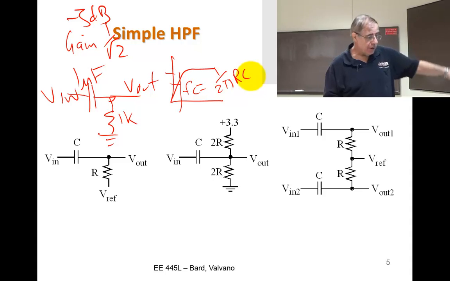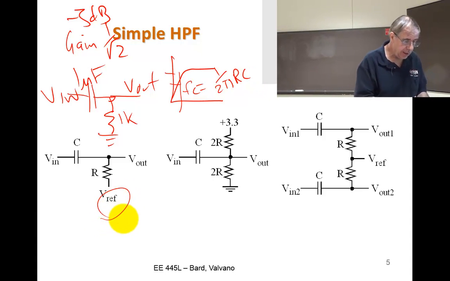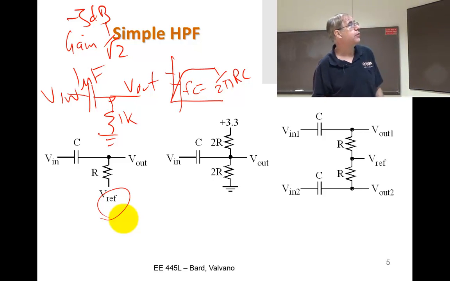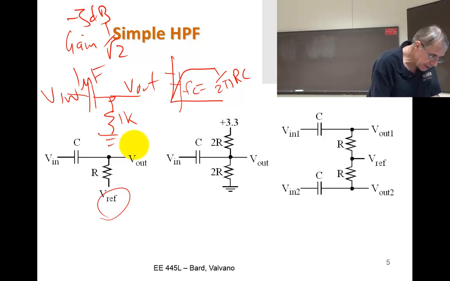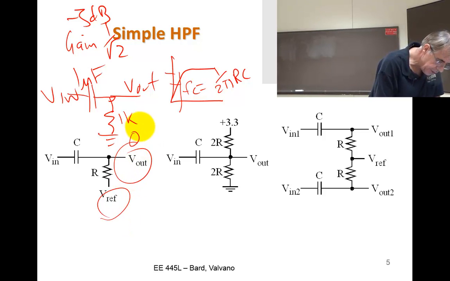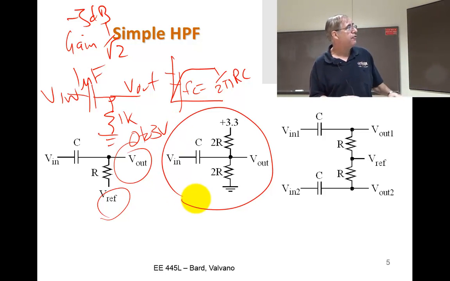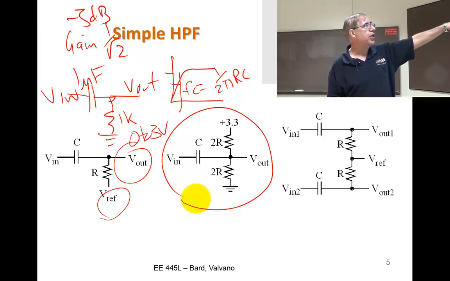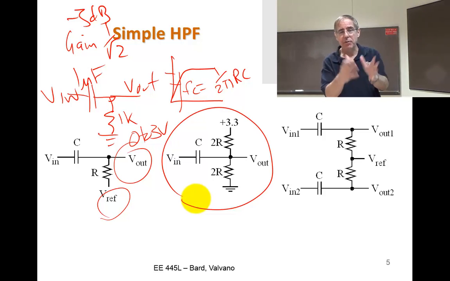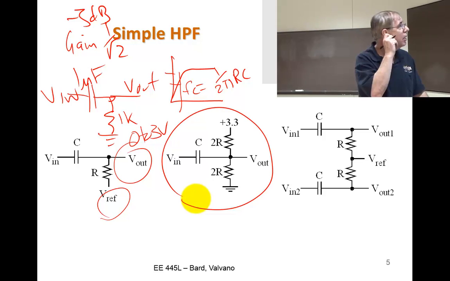If I add a V reference right here, it'll still have this gain versus frequency response, but it'll always be shifted up to right on top of the V reference, which we need to do because I need to get this voltage between 0 to 3 volts. Another way to do that is this way. Again, the effective impedance to ground here is going to be R, because 2R in parallel with 2R.